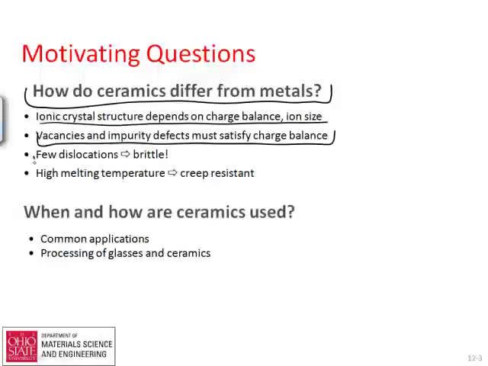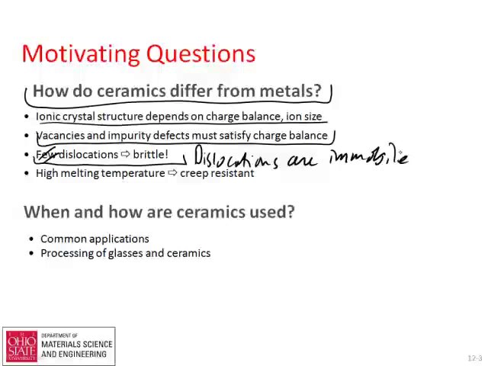We're not going to talk about that here. What we will talk a little bit about is that dislocations can't move. It's really not because there are so few dislocations, but dislocations are basically immobile, and that causes the problems. And then we also have high melting temperatures that give you creep resistance. We haven't really talked about creep. Basically it means materials will maintain strength at high temperature.